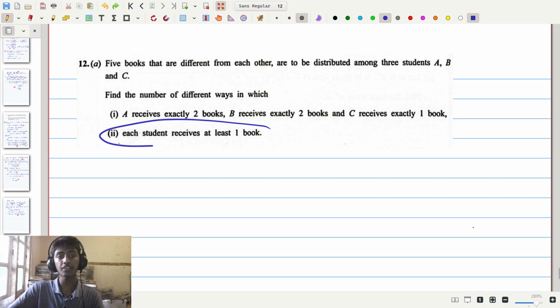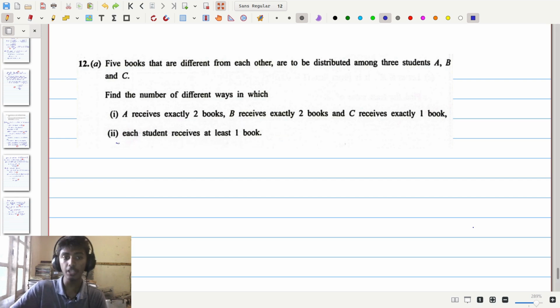Now this second case, where each student receives at least 1 book, is more complicated, as it requires us to check multiple cases where maybe one student gets 1 book and the other 2 get 2 books each, or it is also possible that one student gets 3 books while the other 2 get 1 book each.